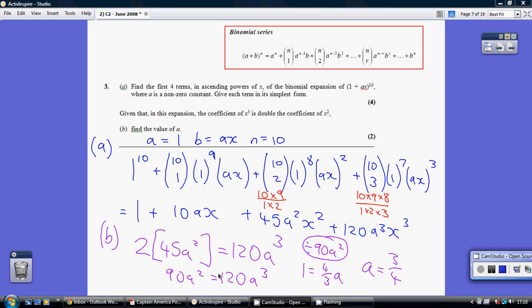Number of ways of solving that. Probably the simplest is just to divide through by 90a squared. So we have 1 equaling 4 over 3 a, and then timesing by 3 over 4, or dividing by 4 over 3, however you want to look at it, we have a equaling 3/4.